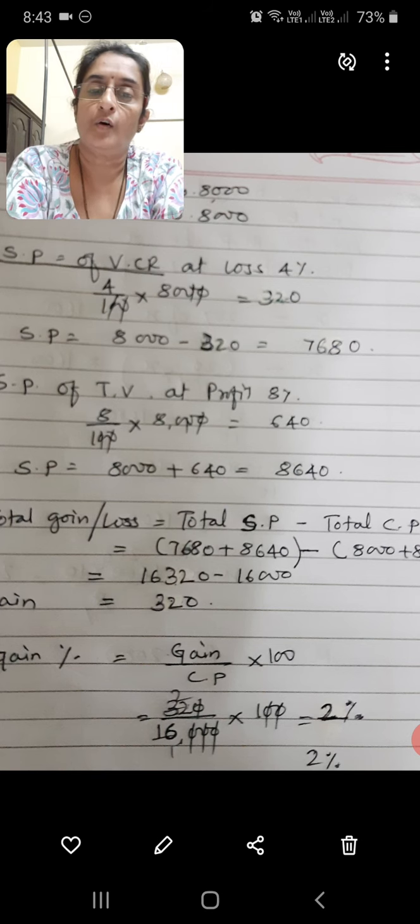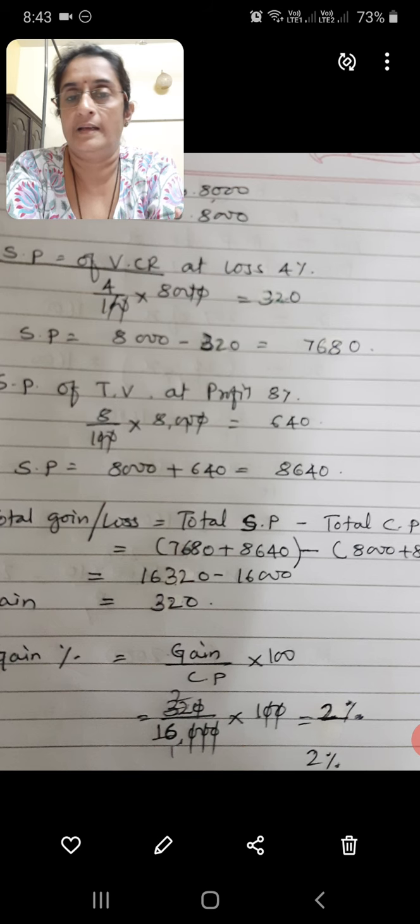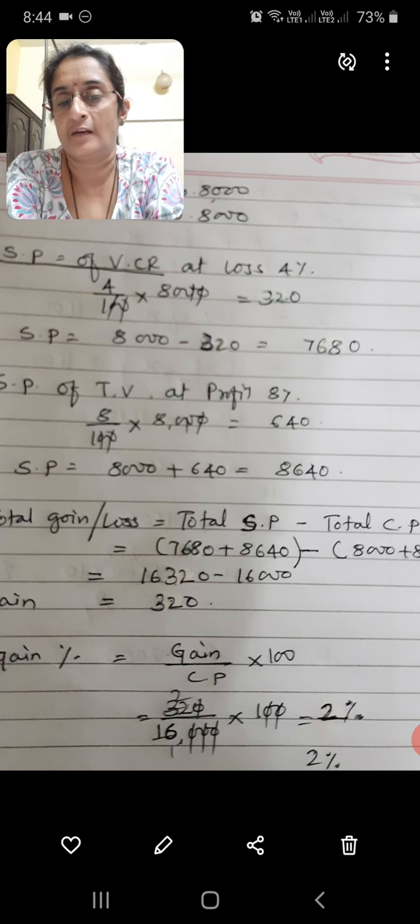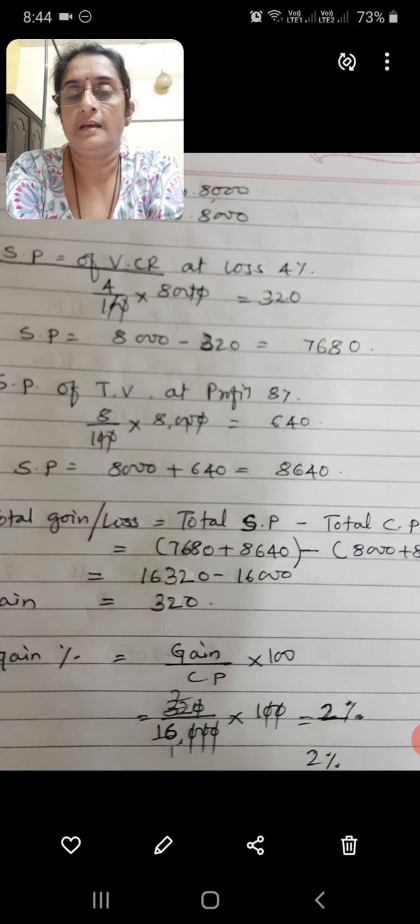Now the profit on both the TV and VCR together. Now we have to find out the gain percent. To find out the gain percent, we are going to use the formula gain upon CP into 100. To find out the loss percent also, we are going to use the same formula, that is loss upon CP into 100. So gain is 320, CP is 16,000 together, and we multiply by 100. When you do that, 2% will be the total gain percent on the whole transaction.